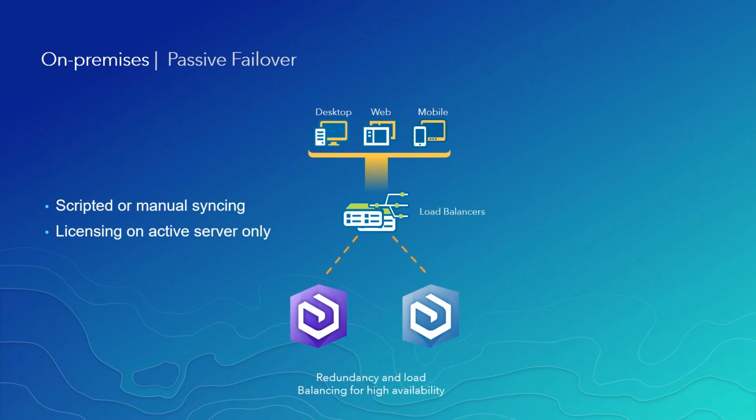So in an organization that doesn't have a large IT group, you may start with one server in a passive failover type situation where the second server is offline. If something happens to your first server, you can start up the second server and then have those capabilities again. The interesting aspect of this is that through ArcGIS, you're only paying for licensing on the first server, and then the offline server is not charged.